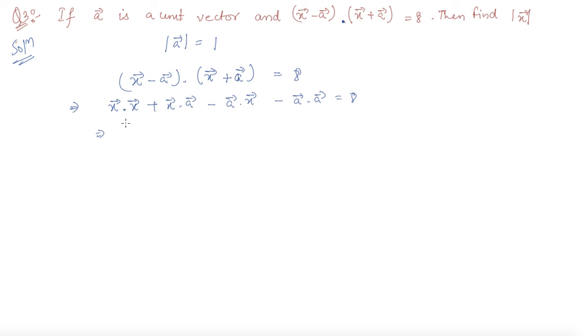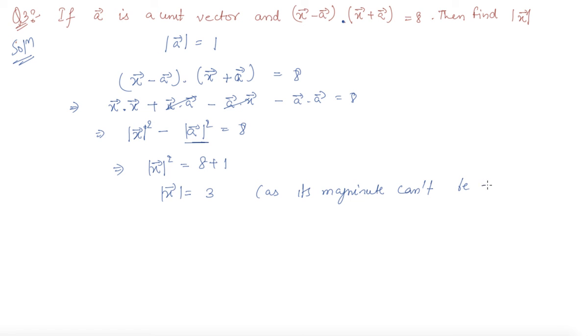So this is basically x square, and this got cancelled out, and this is A square, equal to 8. So this is 8 plus 1, because mod of A is given as 1, so mod x comes out to be 3, as its magnitude cannot be negative. So mod of x will become 3.